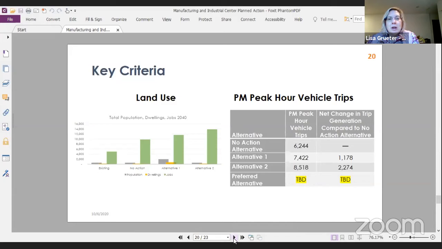So some of the criteria to be considered a planned action would be that you fit within the land use type and growth levels. So when the city picks a preferred alternative, there'll be one set of numbers that the ordinance will build off of. There will also be a criteria to be within the bank of traffic trips that were evaluated. And when the preferred alternative is selected, that'll be filled in and we'll have one set of traffic numbers.